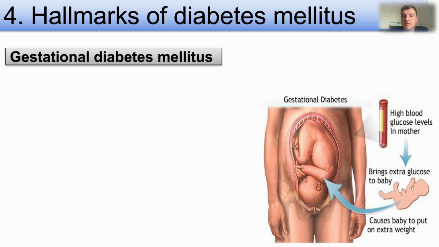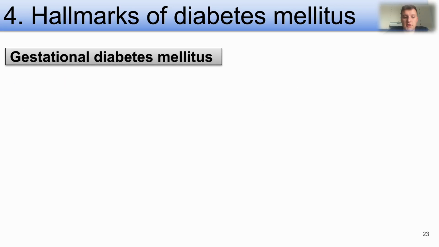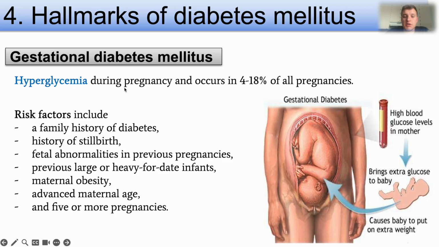Gestational diabetes is also another example. Hyperglycemia during pregnancy occurs in 4 to 18% of all pregnancies. Risk factors include a family history of diabetes, history of stillbirth, fetal abnormalities in previous pregnancies, previous large or heavy for date infants, bigger babies. Maternal obesity is also a risk factor, and advanced maternal age and 5 or more pregnancies really make this more likely.